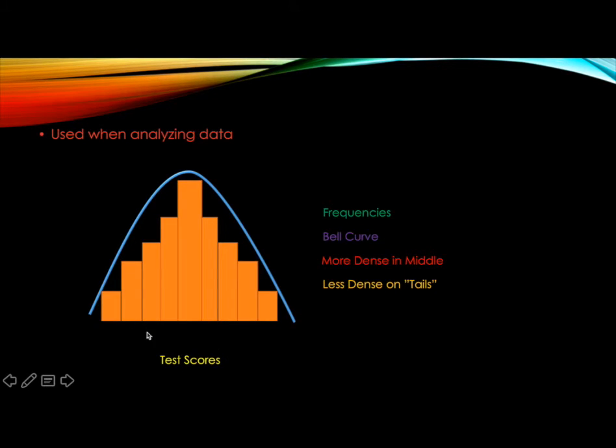More people are probably around the average, 75%. There aren't many people who got a perfect 100. There's not a lot of people who got a low score, like 50%.